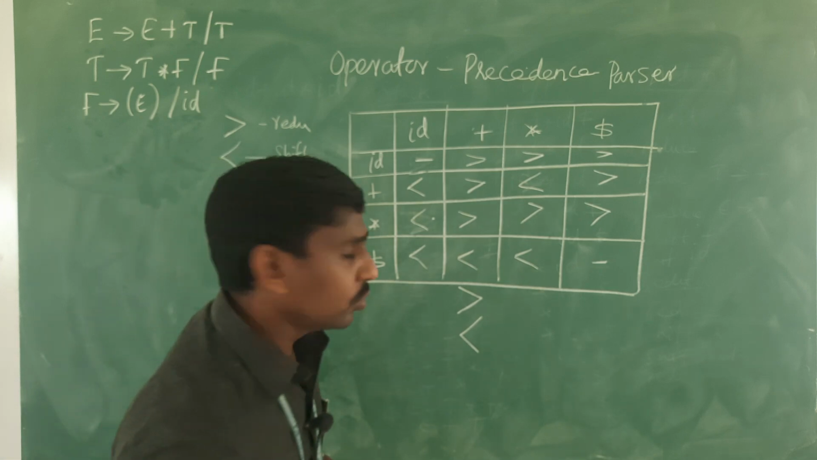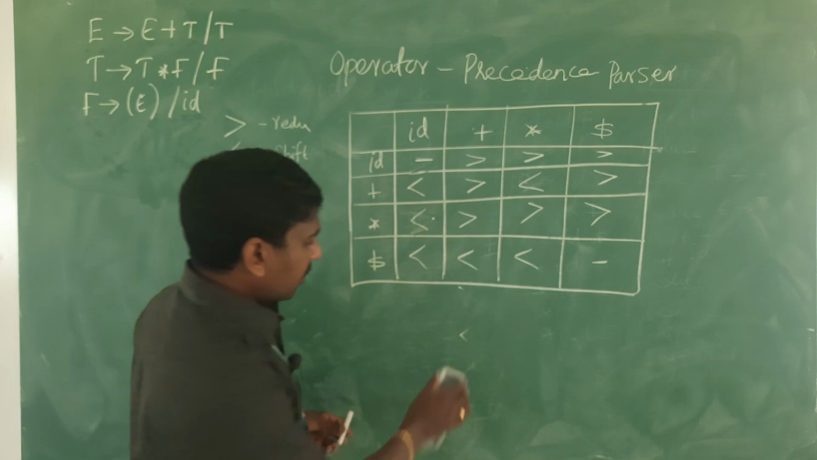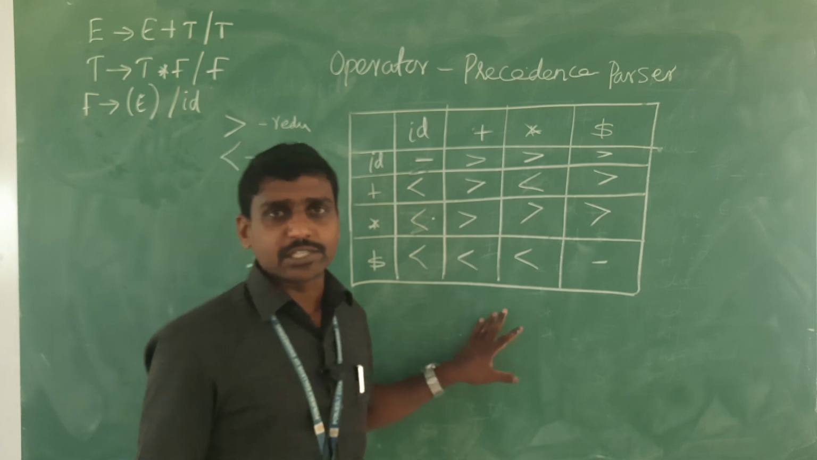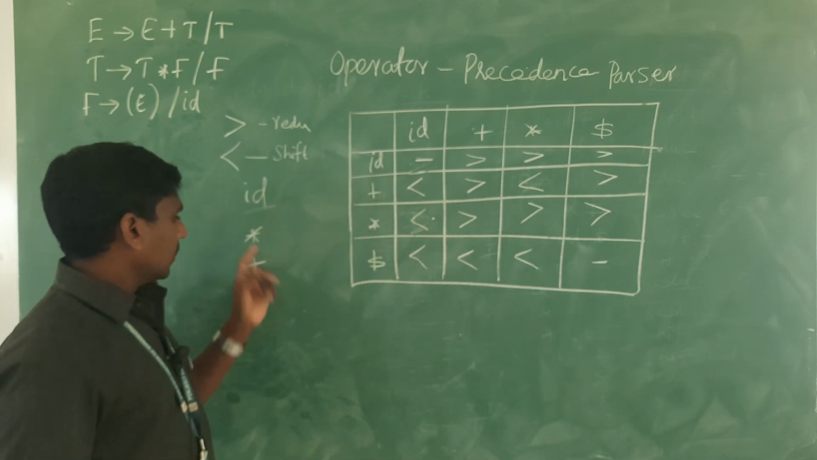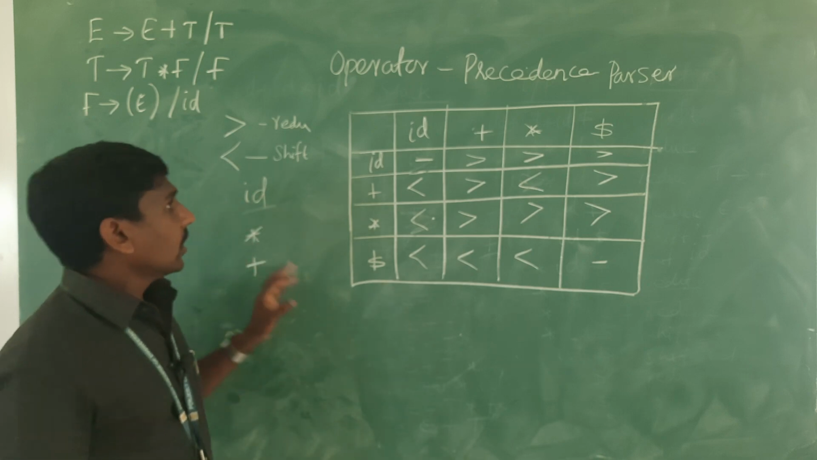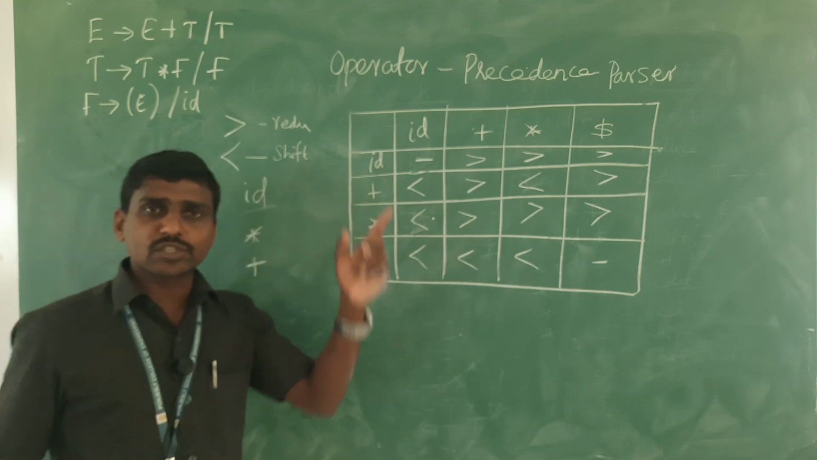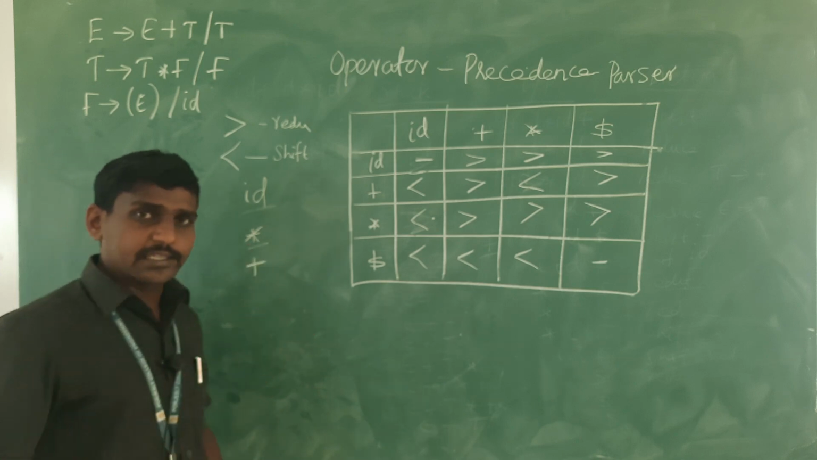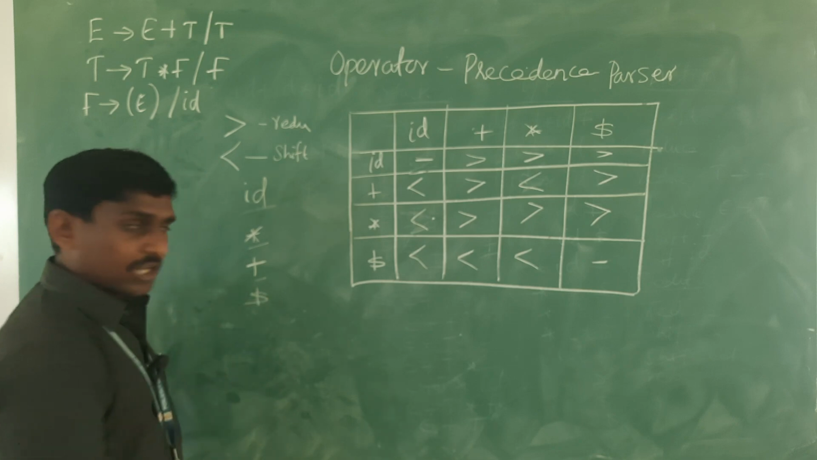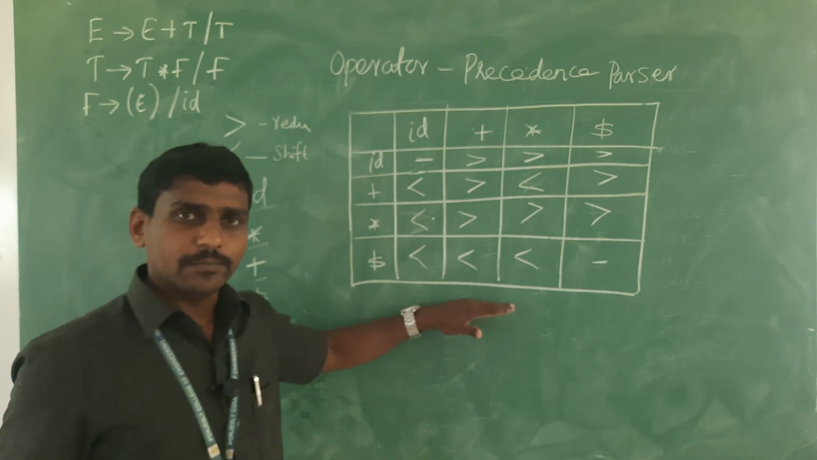First you have to understand what a precedence table is, and how to construct it. It is very simple; you don't have to memorize the table. You have to know the operator precedence, that is, which one has the highest precedence. ID has the highest precedence, star has the second highest precedence, then plus has the third highest precedence. The least precedence is dollar. If you know this order, you can construct this precedence table or matrix.